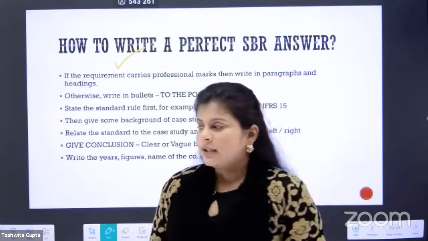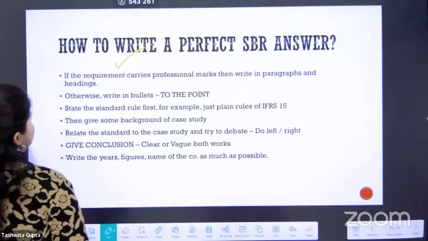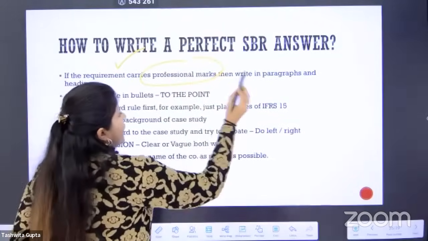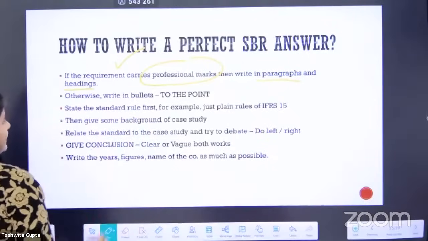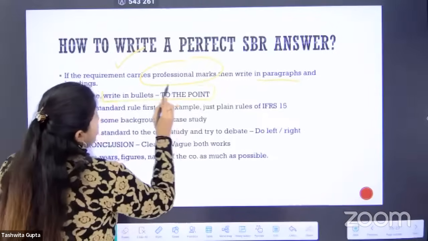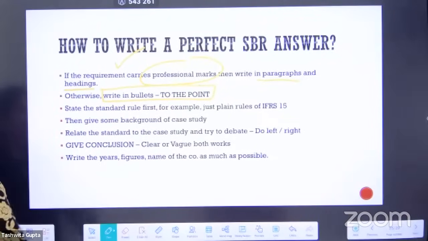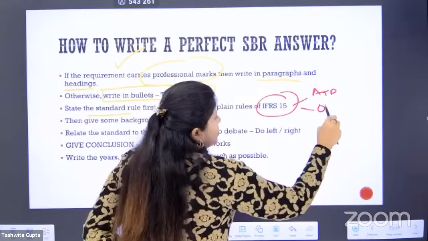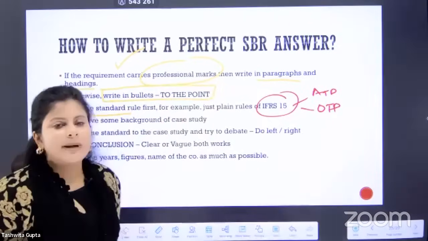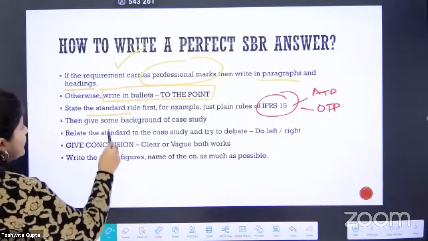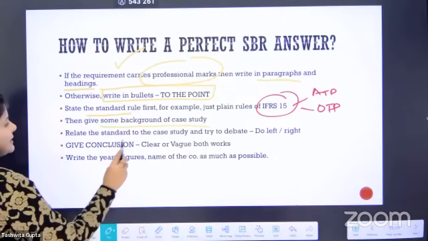They're more realistic. So what you can write is, you have to first make sure that wherever there are professional marks, you're writing in paragraphs and you're giving headings. If there are no professional marks, please write in bullet points, to the point. And state the standard first, just like I explained IFRS 15 ATP OTP. That was just the mere standard. In Kate company, I explained IAS 16 cost model and residual value. Then I give some background of the case study and then I start applying.